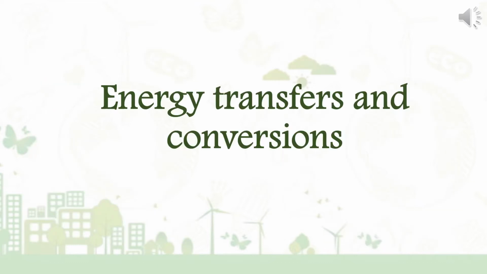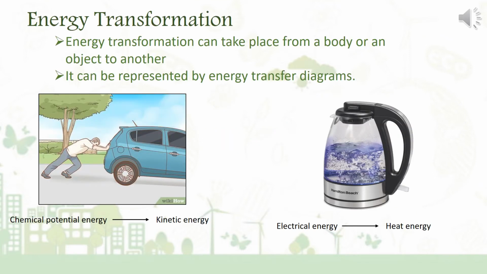Now let's see energy transfers and conversions: how energy can be transferred from one form to another, how to write it, and how this energy transformation takes place. Energy transformation can take place from one body or object to another. It can be represented by energy transfer diagrams.